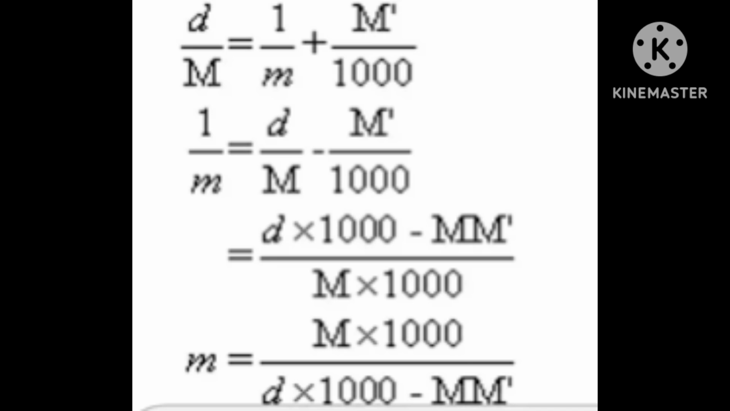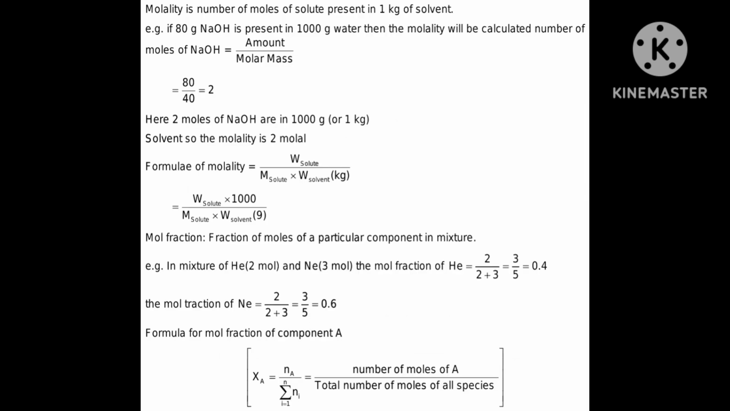Then 80 gram water is there. Now 80 gram water means how many moles? The molecular mass of H2O is 2 into 1 plus 16, that is 18. Capital M is 18 gram molecular mass. Then 80 divided by 18, and you will easily get the value after simplifying.